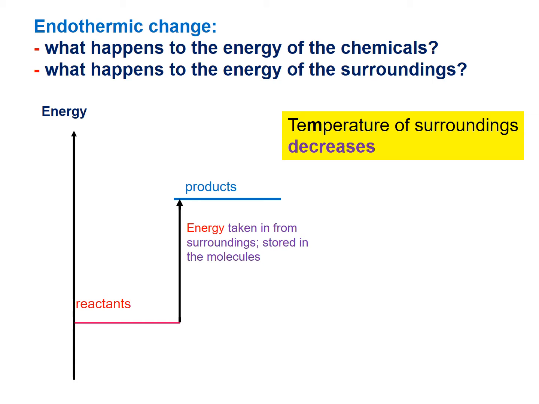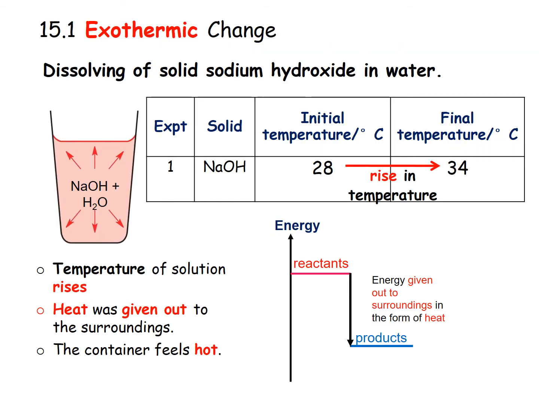Here is a common example of an exothermic reaction, the dissolving of an alkali such as sodium hydroxide in water. Before you add the sodium hydroxide to water, the water is at room temperature, which in this case is 28 degrees Celsius. After adding sodium hydroxide and stirring, the sodium hydroxide dissolves, a reaction takes place, and the reactants give out heat to the surroundings.